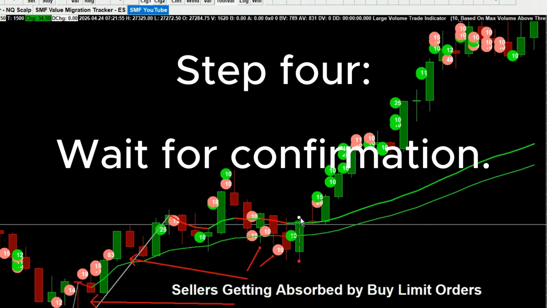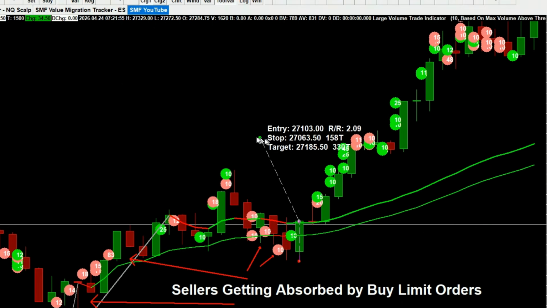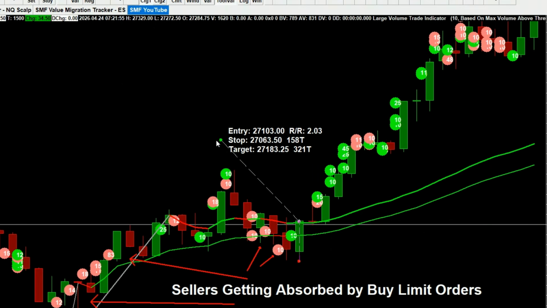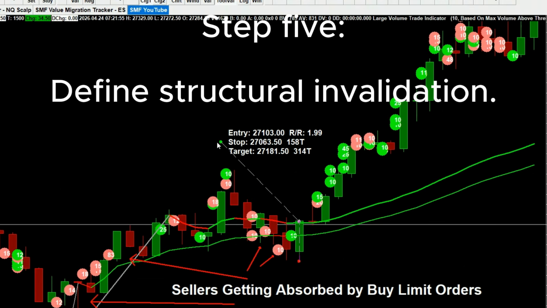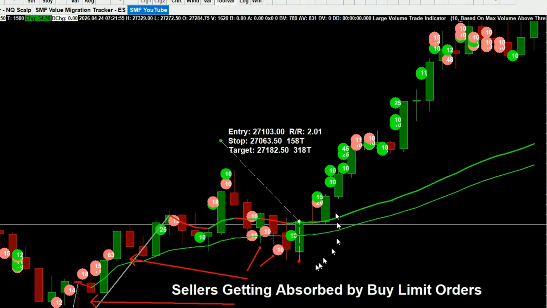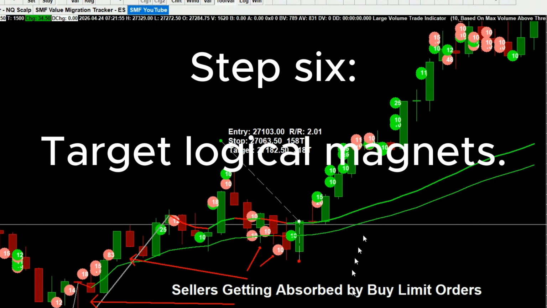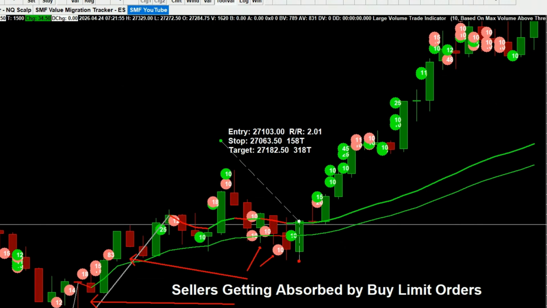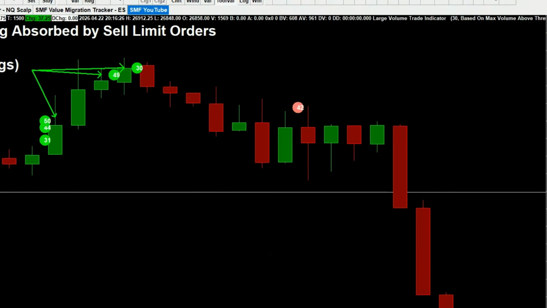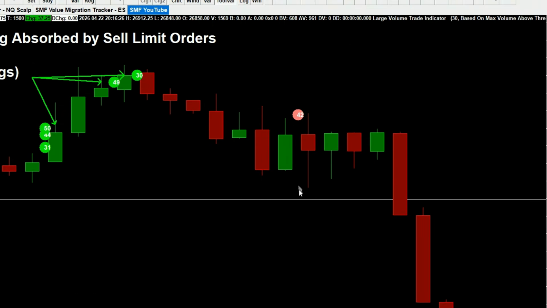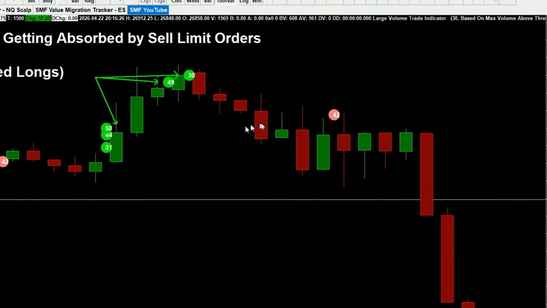Step 4. Wait for confirmation. That could be a reclaim, a failed breakdown, a failed breakout, a retest that holds, or a rotation back through value. Step 5. Define structural invalidation. The trade should be wrong because the auction proves acceptance against your idea, not because you feel uncomfortable, but because the structure failed. Step 6. Target logical magnets like VWAP, POC, VAH, VAL, prior highs, prior lows, HVNs, or LVNs. That is how a large volume indicator becomes useful. It compresses the tape, but the framework still makes the decision.